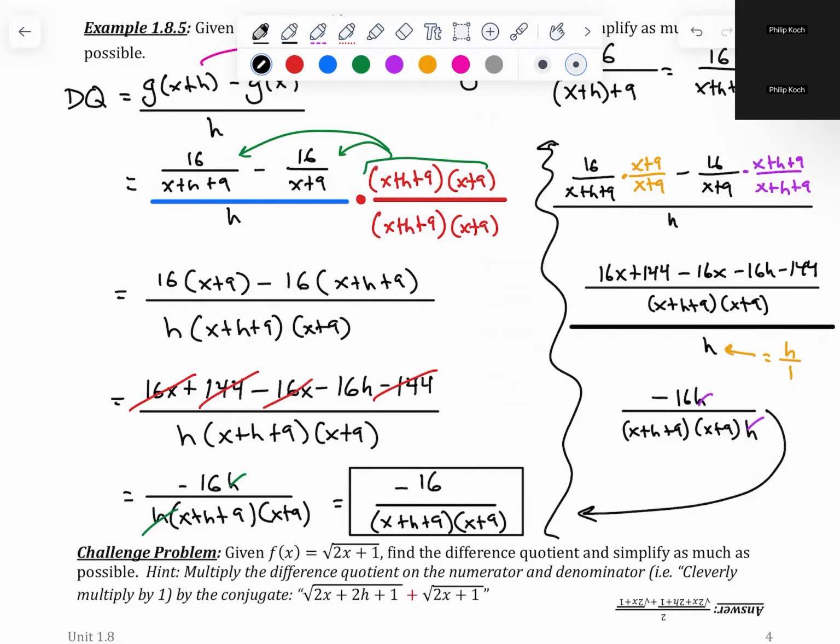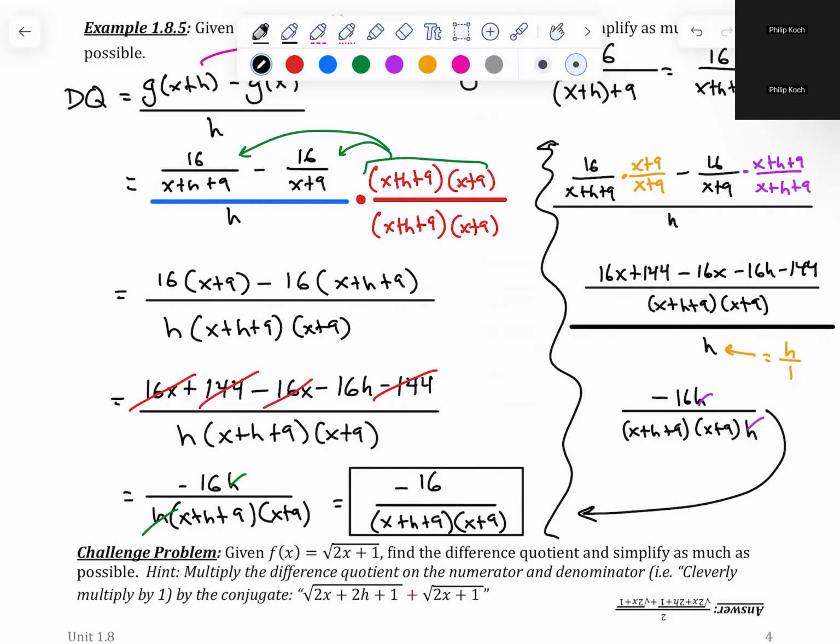Okay. So you should get, at the end of the day, negative 16 over x plus h plus 9 times x plus 9. Because once you distribute the negative 16s as we did, the 16x's will cancel, the 144's will cancel, and all you'll be left with is a negative 16h over h times x plus h plus 9 times x plus 9. The h's cancel. That tells us that we're done. Once the h in the denominator gets canceled, you're all finished. And you get your final answer, which is right there.